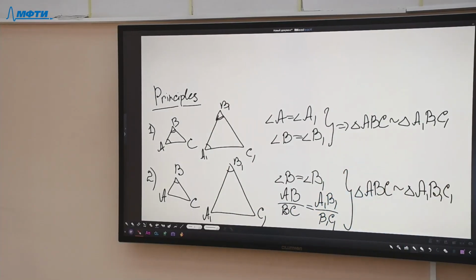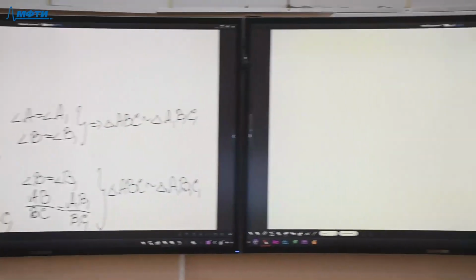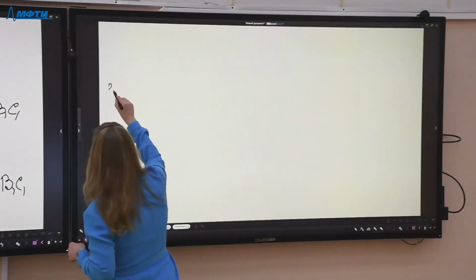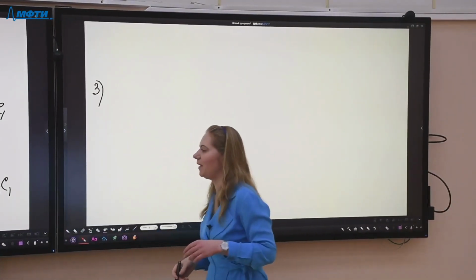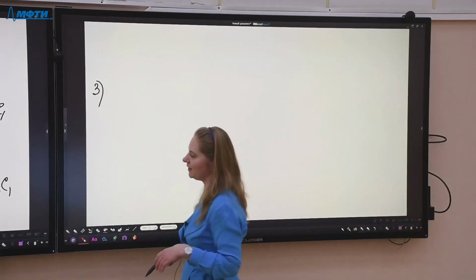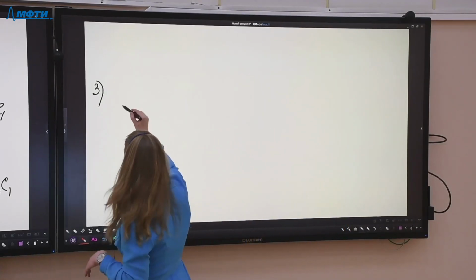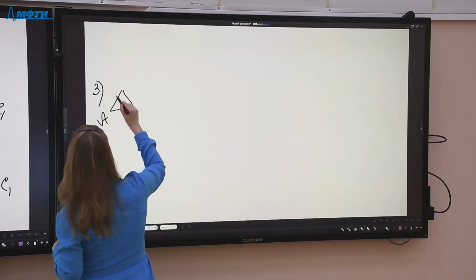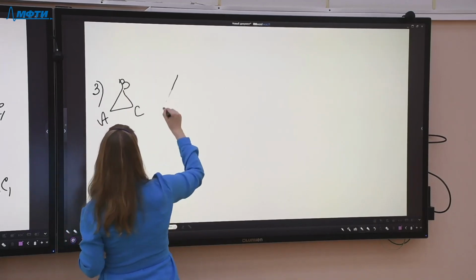And the final case, when we have three pairs of proportional sides. So again, ABC and A1B1C1.